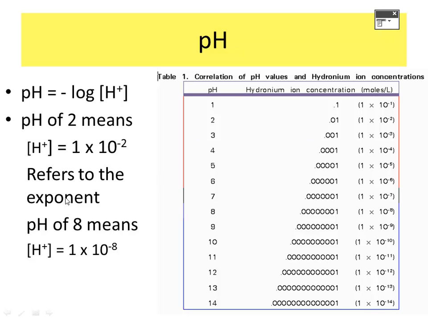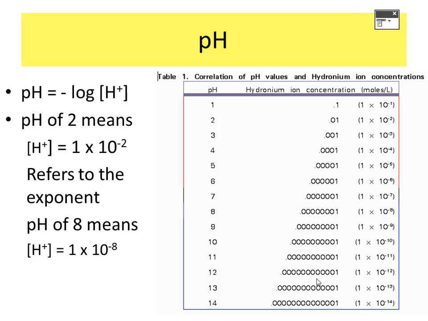So a pH of 8 means that it's 1/100 billionth of a molarity concentration. So it's a very small concentration here. A pH of 12 means it's a molar concentration of 1 trillionth. 1 millionth of 1 millionth. So it's a very small concentration.